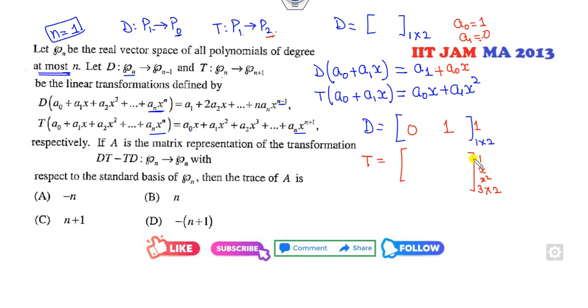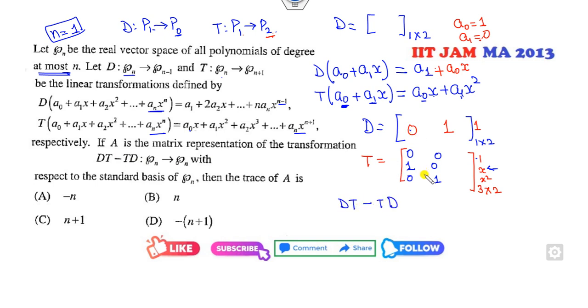So 1, x and x square. Fine. If you take as a 1, what is the meaning of the 1? A0 is 1. So A0 is 1 means x. This number is 0, 0. If I take x, x means A1 is my 1. So is x square is my 1. Rest number are 0. Fine. Now it's a 3 cross 2. Then you can find the DT minus TD.